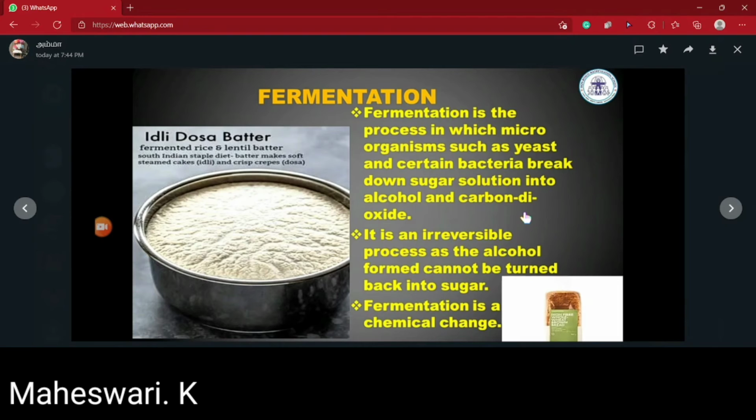How can we define fermentation? Fermentation is the process in which microorganisms such as yeast and certain bacteria break down the sugar solution into alcohol and carbon dioxide. It is an irreversible process as the alcohol formed cannot be turned back into sugar. Fermentation is a chemical change.